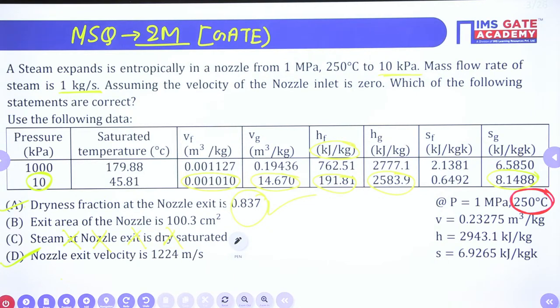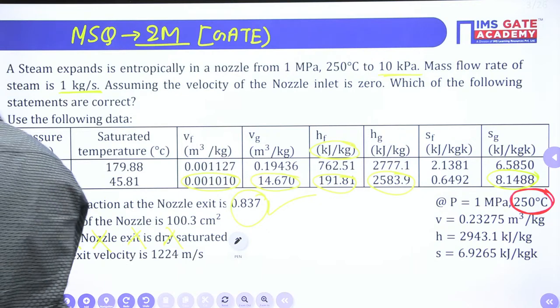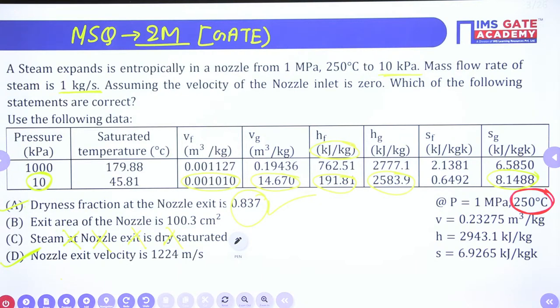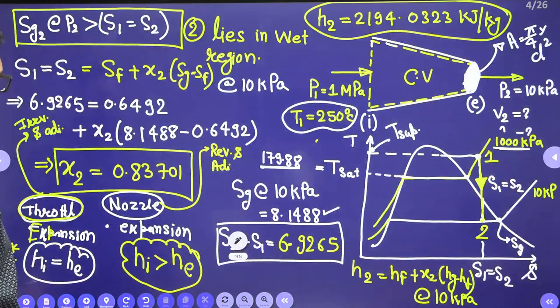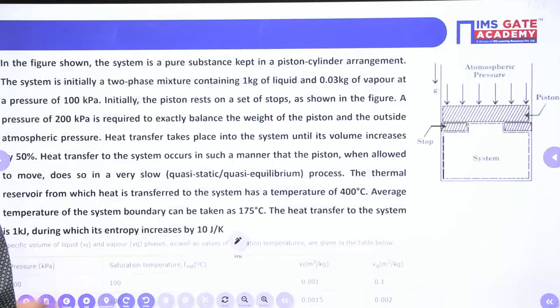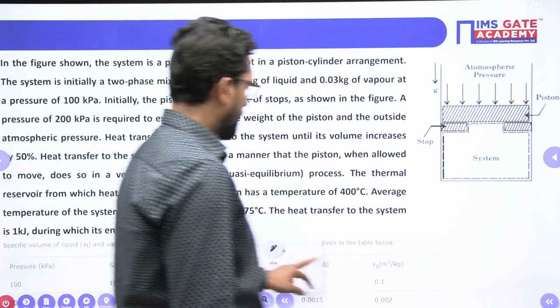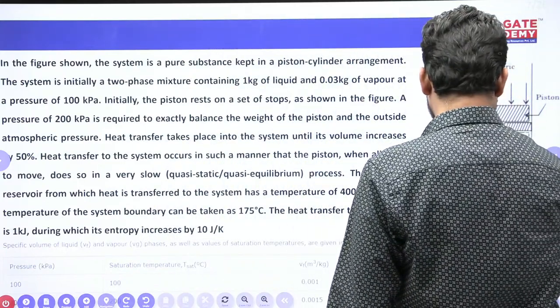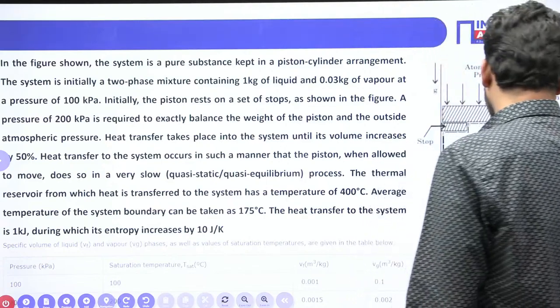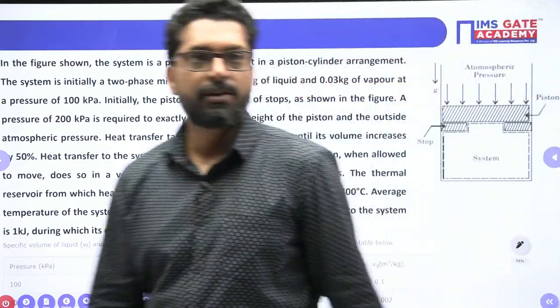Now next problem. What is the next problem, beta? C. Next problem. Yes, this is our next problem. See this? This is our next problem. It is visible? Yes or not?